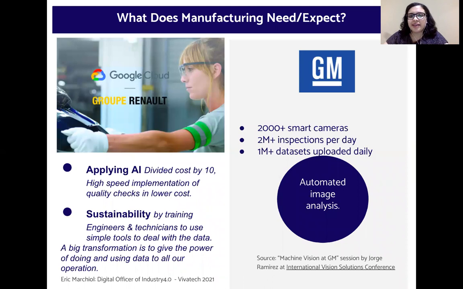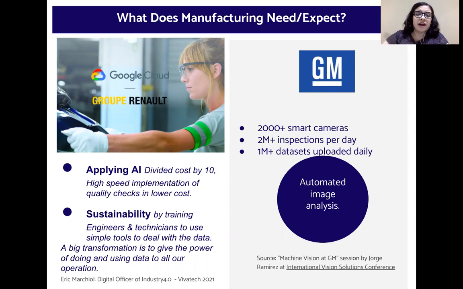What does manufacturing need or expect? In General Motors, for example, there are more than 2,000 smart cameras making more than 2 million inspections per day, and that leads to more than 1 million datasets uploaded daily. This is a very large amount of datasets that leads to a need for an automated process for image analysis. This is one of the challenges facing the application of artificial intelligence and machine vision together when dealing with a large amount of datasets.